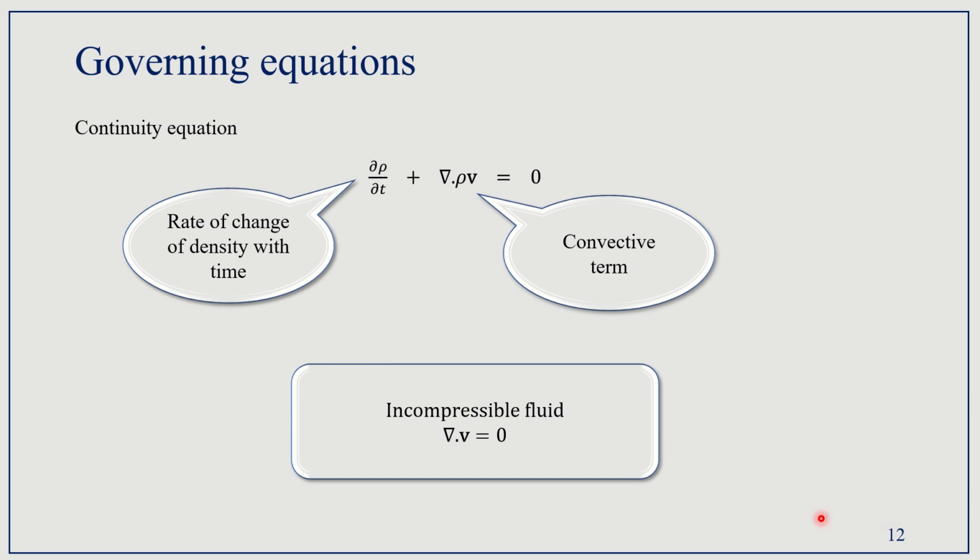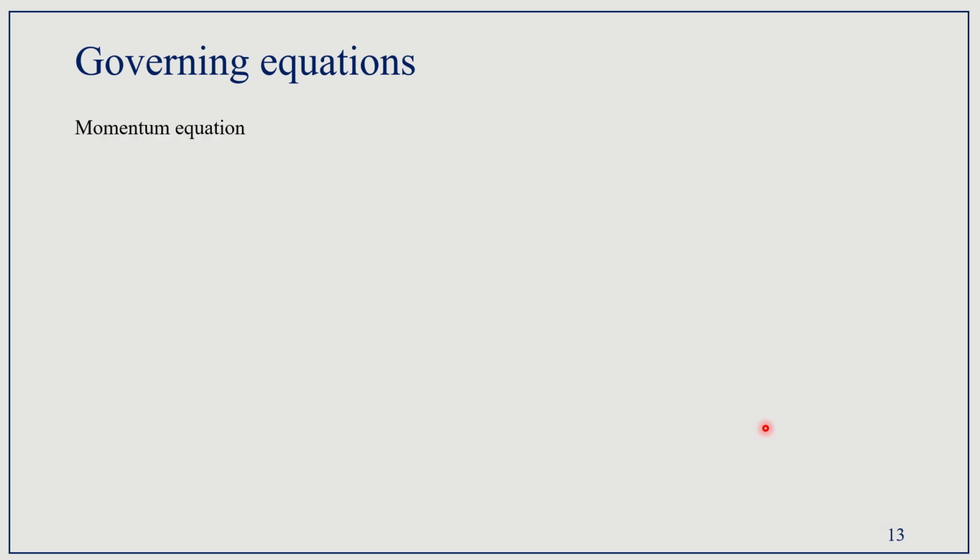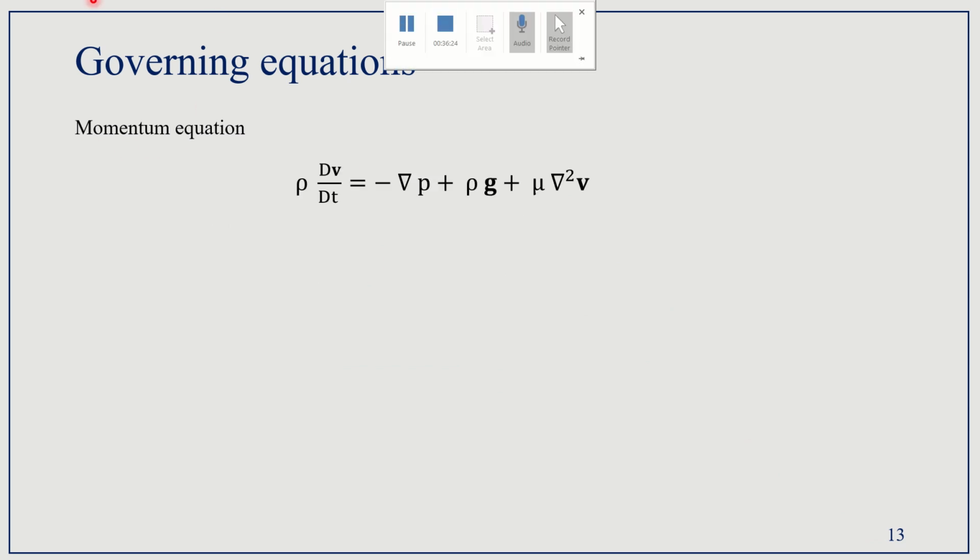Now let us move on to the momentum conservation equations. The momentum equation is rho dv by dt is equal to minus del p plus rho g plus mu del square v. This is a vector form of the equation, where v is the velocity vector, which has u, v and w components if written in separate form. The term on the left hand side we call the total derivative, or substantial derivative.